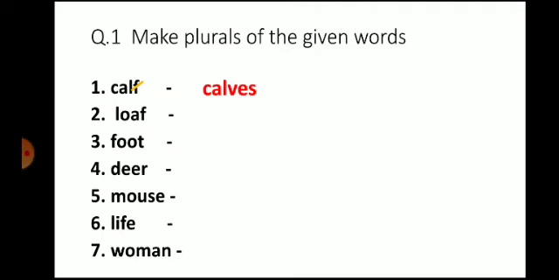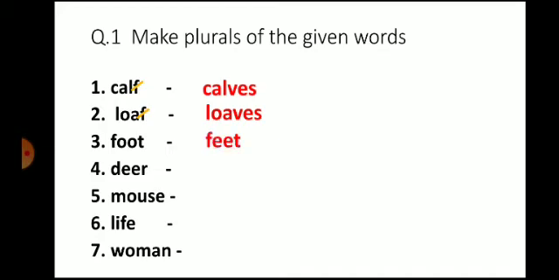Calf means the baby of the cow. Loaf, loaf of bread, you must have seen. If the bread is not cut in slices, if we have the complete piece, that is called a loaf. In the word loaf, F is at the end. So what is the rule? F cut and add VES, so loaves. Now foot, can you see here double O is there? So double O is changed to double E, feet.